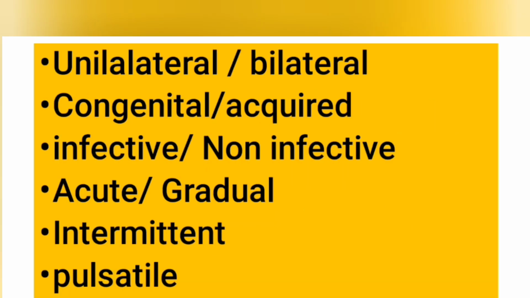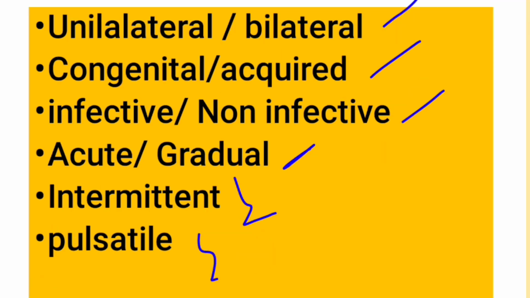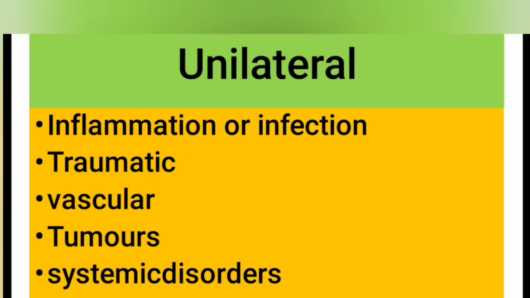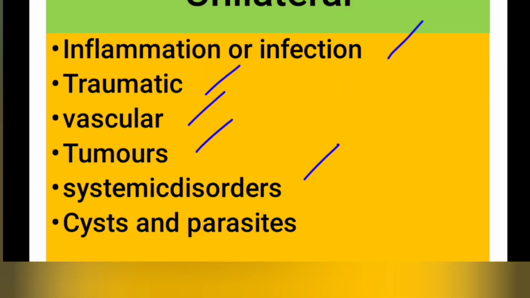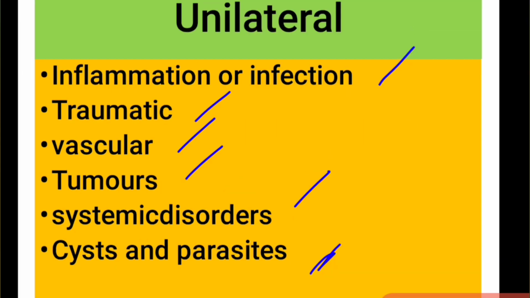So you can classify proptosis as either unilateral or bilateral. It can be congenital or acquired. It can be infective or non-infective. Depending upon the onset, it can be either acute or gradual, and it can be intermittent proptosis, and it can be pulsatile sometimes. When you come to unilateral proptosis, you can again divide the causes into either secondary to inflammation or infection, secondary to trauma, secondary to vascular anomalies, tumors, systemic disorders, as well as secondary cysts and parasites.